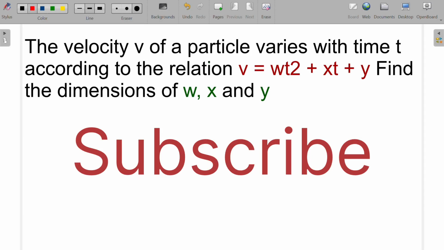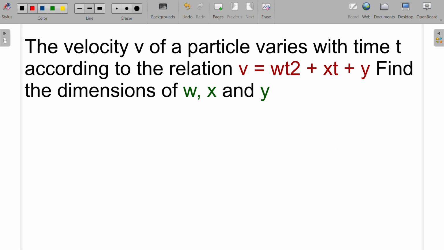Hello viewers. So we have the question that says the velocity v of a particle varies with time t according to the relation v is equal to wt squared added to xt added to y. The question is find the dimensions of w, x, and y.